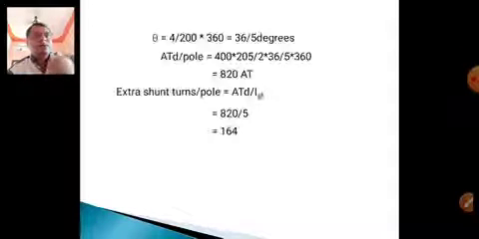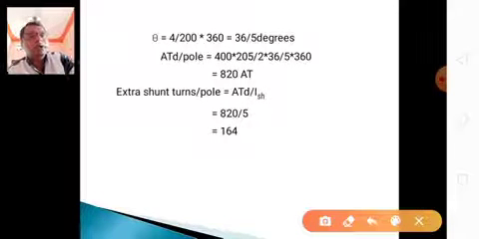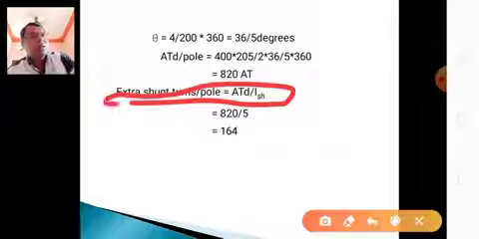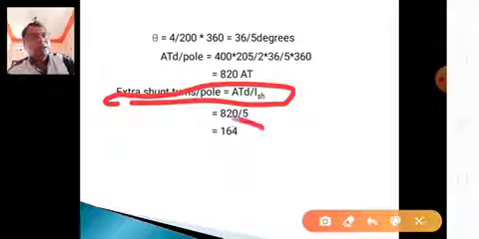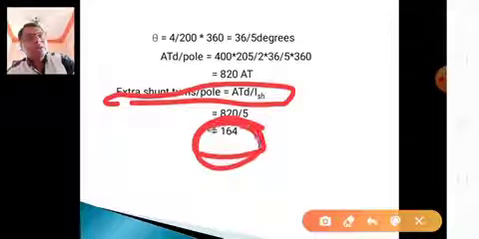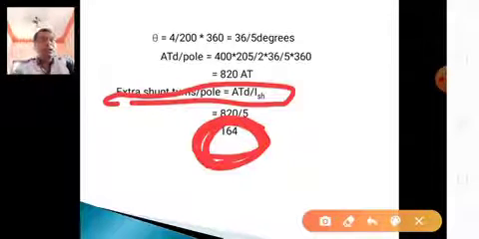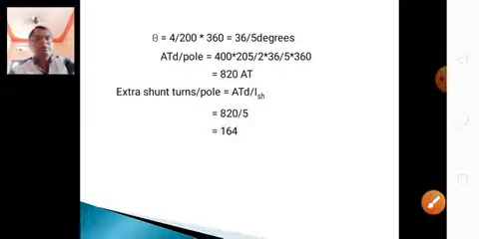So how many ampere turns are to be added to neutralize it? In a shunt motor, it is ATD by ISH, or in a series motor ATD by ISC. Here it is given ATD by ISH, so the total value is 164. So 164 turns are to be added to neutralize the demagnetizing effect.